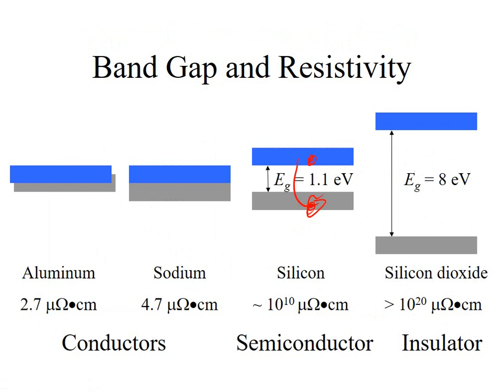Okay, now we'll conclude our first part of chapter 3. We discussed what is a semiconductor, and how to define conductor, semiconductor, and insulator.